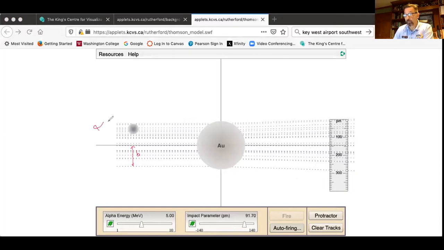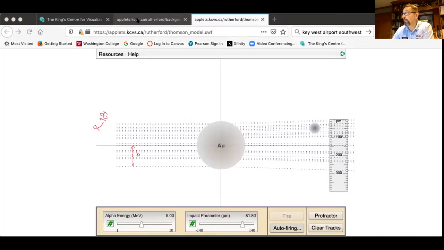Those are alphas, and that means 2 protons and 2 neutrons. Okay, that's what an alpha particle is. It's a helium atom without the electrons. And that's what he expected. Of course, the rest of the story is that is not what he got.